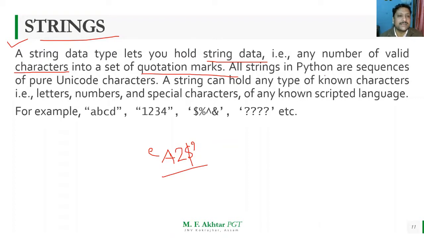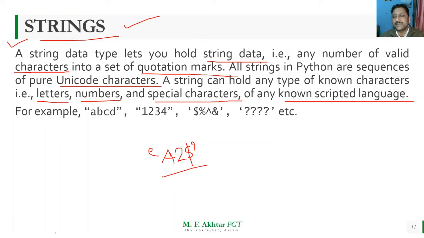All strings in Python are sequences of pure Unicode characters. We already know what ASCII characters are and what Unicode characters are. Unicode characters means the most common languages of the world can be put within quotation marks. Even Hindi we can write within quotation marks in strings. A string can hold any type of common characters, that is letters, numbers, special characters, or any known scripted language.